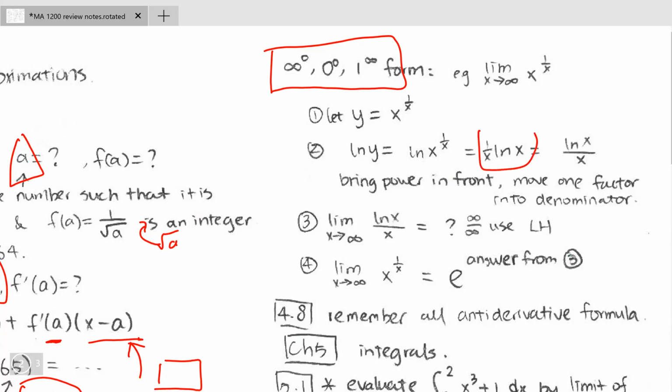Here it is already a fraction, so let's just write it better. Then step 3, we want to compute the limit. In this process, you may use L'Hopital's rule. And the fourth step, the limit of our function equals e to the whatever answer we get from step 3. Compare this with logarithmic differentiation. Many students make mistakes and get confused between them, so I hope you can review logarithmic differentiation and then you can see the difference between them.